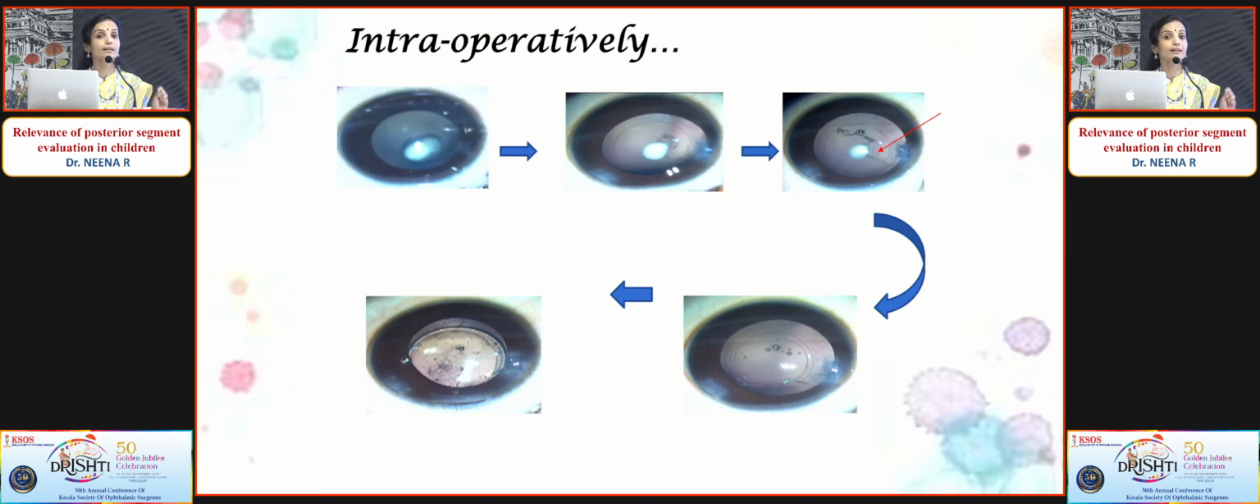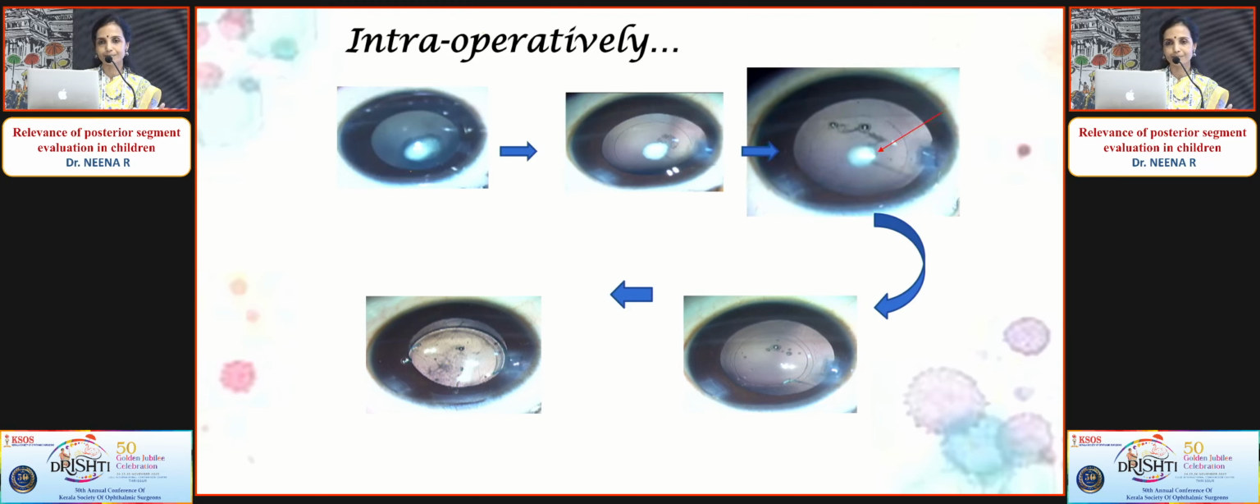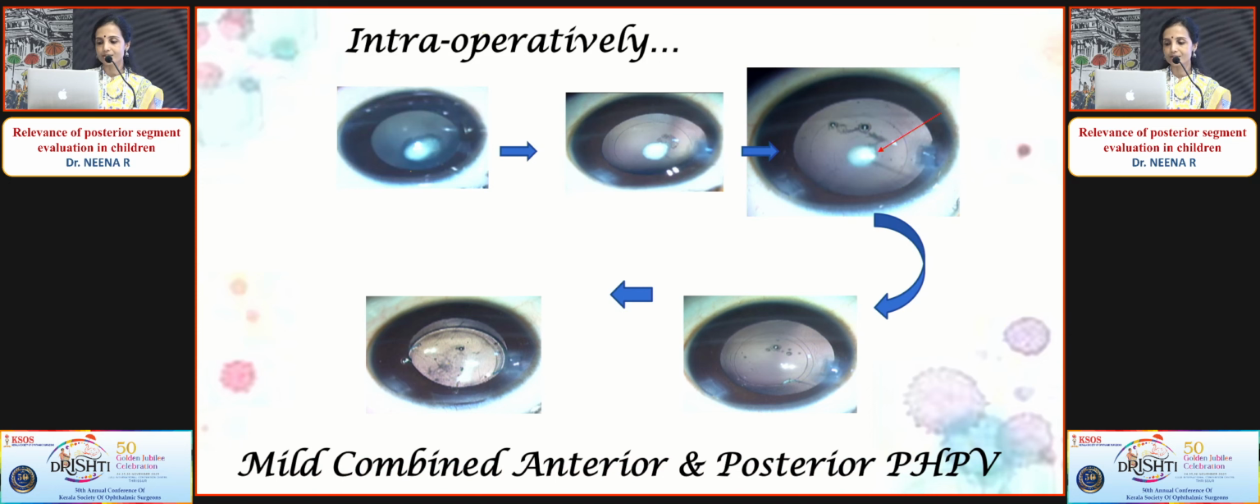Sometimes it will bleed. When you do the posterior capsulorhexis, it will bleed and you can produce massive vitreous hemorrhage, and you may have to call the posterior segment surgeon. But because I had the suspicion in mind, I was able to cauterize it with the endocautery and avoid the bleed. So that is the importance of pre-op examination. So this was a case of a mild form of a combined PHPV.